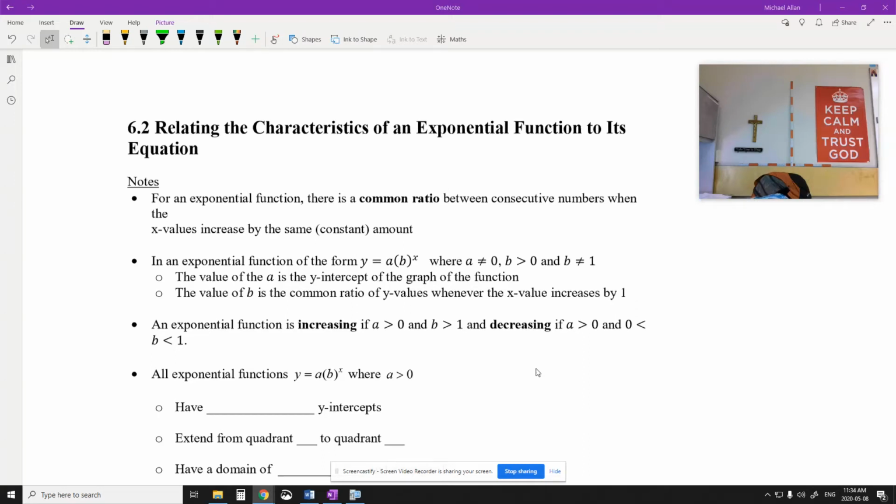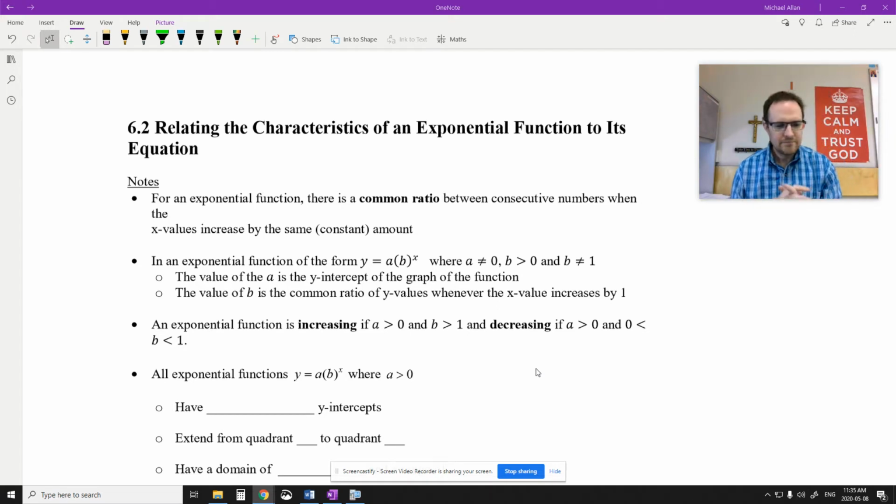Hey, Math 30-2. So today we are going to do relating the characteristics of exponential functions to its equations. So we kind of already did this with the previous one where we talked about, well, what's the equation? Here's the graph. How are they related?